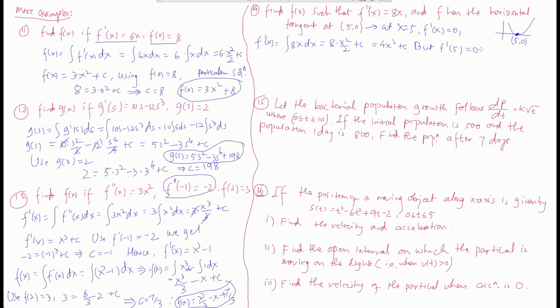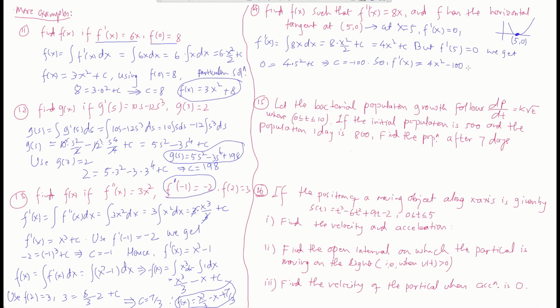So use that. What do you get? We just replace x by 5, right? So 0 equals, because I'm replacing x by 5, I get f'(5). f'(5) is 0 equals 4 times 5 squared plus c. What does that imply? 5 squared is 25, times 4 is 100. So c is negative 100. c equals negative 100. You see that? So what is f'(x)? f'(x) equals 4x squared minus 100.